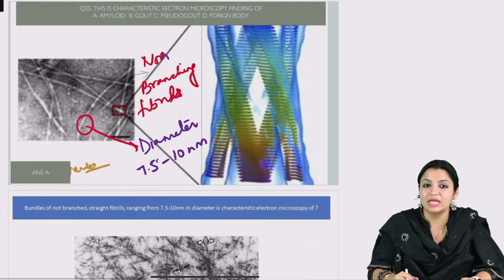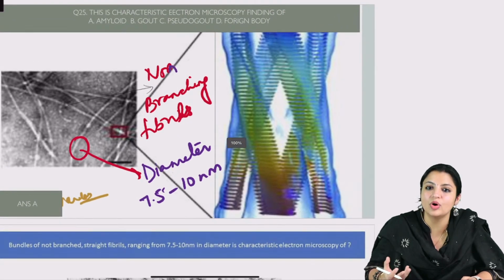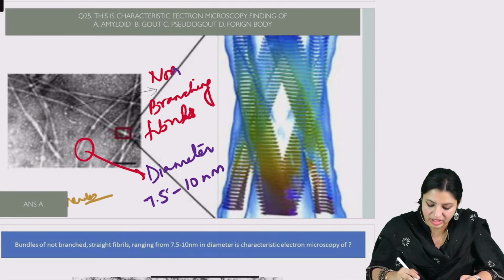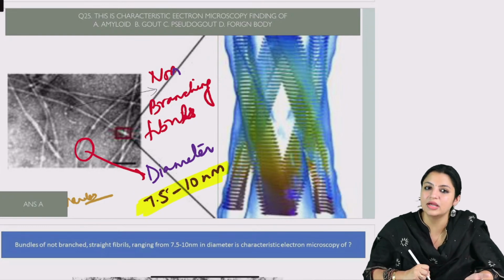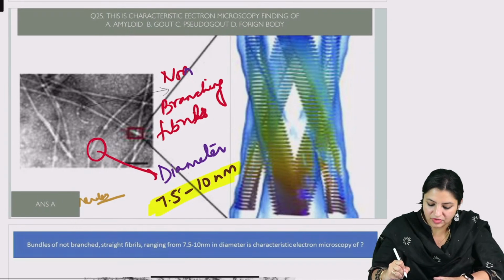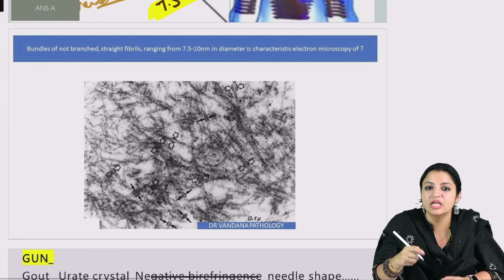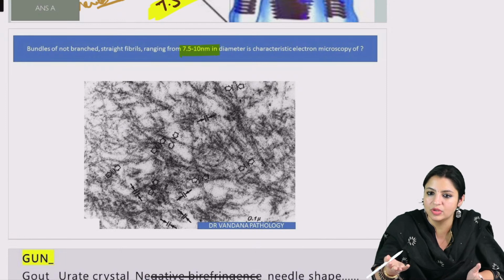So this is about electron microscopy. An electron microscopy image is given, and they asked what it is suggestive of. They showed you some fibrils which were non-branching, infinitely long, but the diameter was fixed, 7.5 to 10 nanometer. So when this is the case, it has to be amyloid, okay? Whenever a fixed diameter is given, remember the diameter is fixed. Infinitely long fibers with a fixed diameter, it has to be amyloid, okay guys? This is always an electron microscopy of amyloid.